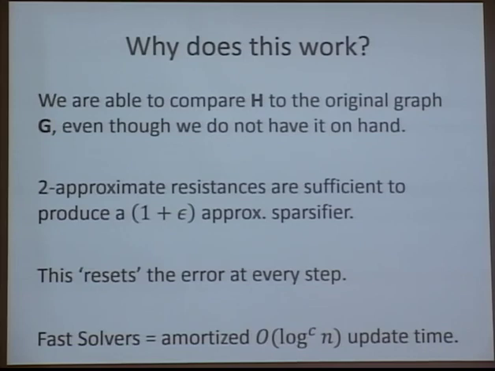Basically the reason is that even 100 approximate effective resistances are enough to compute a 1 plus epsilon quality sparsifier if you take enough samples. That's where the slack is. We have a lot of slack in the number of samples. I can take 1,000 times as many samples, and this is what allows me to reset the error at every step. And then, because these solvers take m log n time, the amortized update time per edge is poly log n, although the worst case update time is bad.